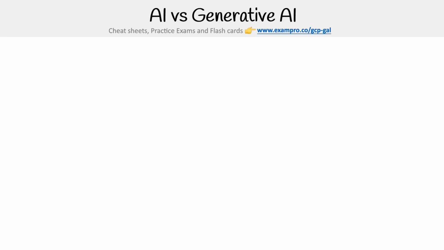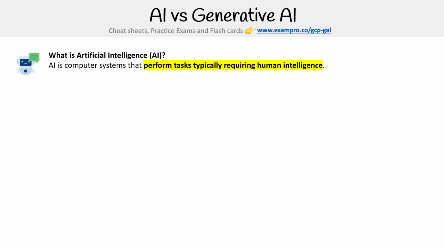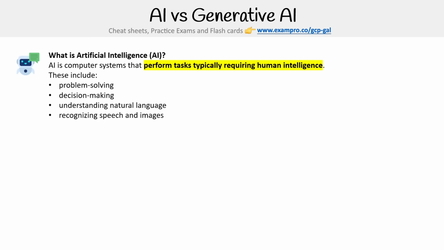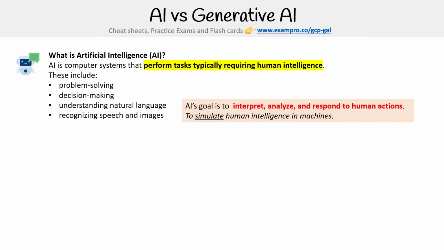All right, so I know we keep talking about what is AI, what is Gen AI, but we're going to cover it again just so that it becomes more clear from different perspectives. So let's talk about what is artificial intelligence. AI is computer systems that perform tasks typically requiring human intelligence. These include things like problem solving, decision making, understanding natural language, recognizing speech and images. An AI's goal is to interpret, analyze, and respond to human actions. It's there to simulate human intelligence in machines.